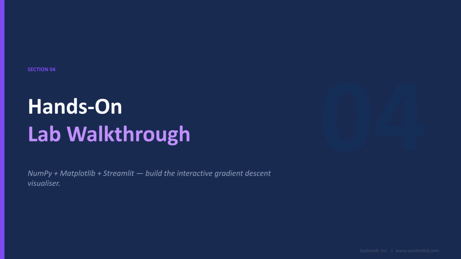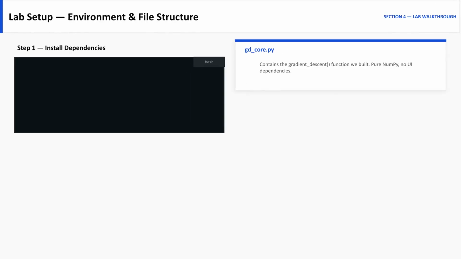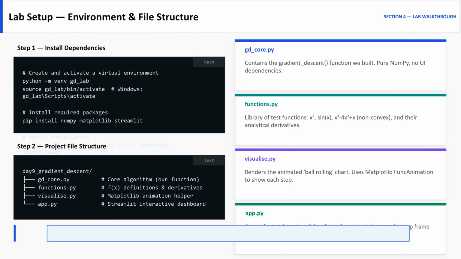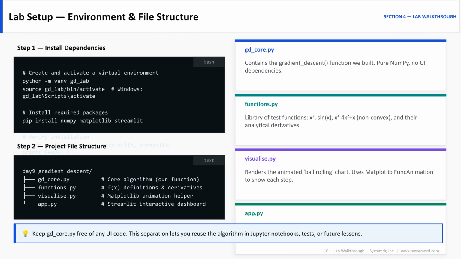We will use NumPy, Matplotlib, and Streamlit to build an interactive gradient descent visualizer. The lab setup involves 2 steps. First, install dependencies like NumPy, Matplotlib, and Streamlit in a virtual environment. Second, set up the file structure with key modules, gd_core.py for the algorithm, functions.py for derivatives, visualize.py for plotting, and app.py for the Streamlit dashboard.